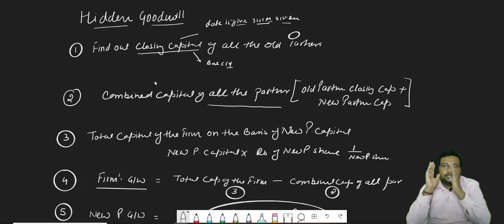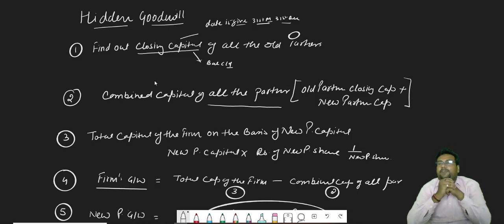Capital of old partners plus capital of new partner. Step number 3, we have to find out the total capital of the firm on the basis of new partner. And how we can find out? Suppose the new partner is coming for 1/5 share. Reciprocal of that will be 5/1. So 5/1 into the new partner's capital, we will find out the total capital of the firm.